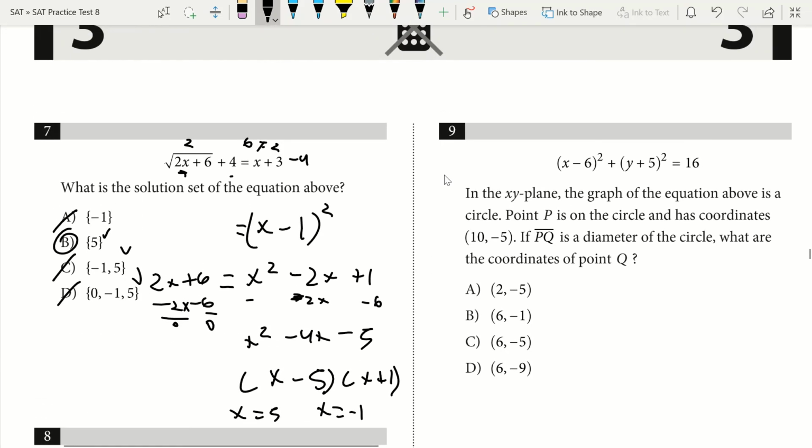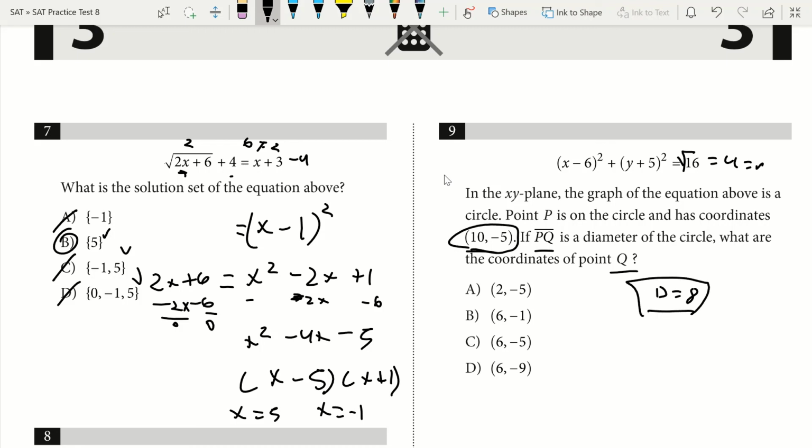9. In the xy plane, the graph of the equation above is a circle. Point P is on the circle and has coordinates 10 and -5. If PQ is the diameter of the circle with the coordinates point P, well, I see my r squared value is 16. I square root that to get r, and I get 4 equals my radius, which means my diameter then is going to equal 8. With a diameter of 8, I'm looking for a point that is 8 units away from my point P here. So when I see that right off the bat, I see I have -5 here and -5 here and 2 here. I see those points are 8 points away, so that's probably going to be my answer.